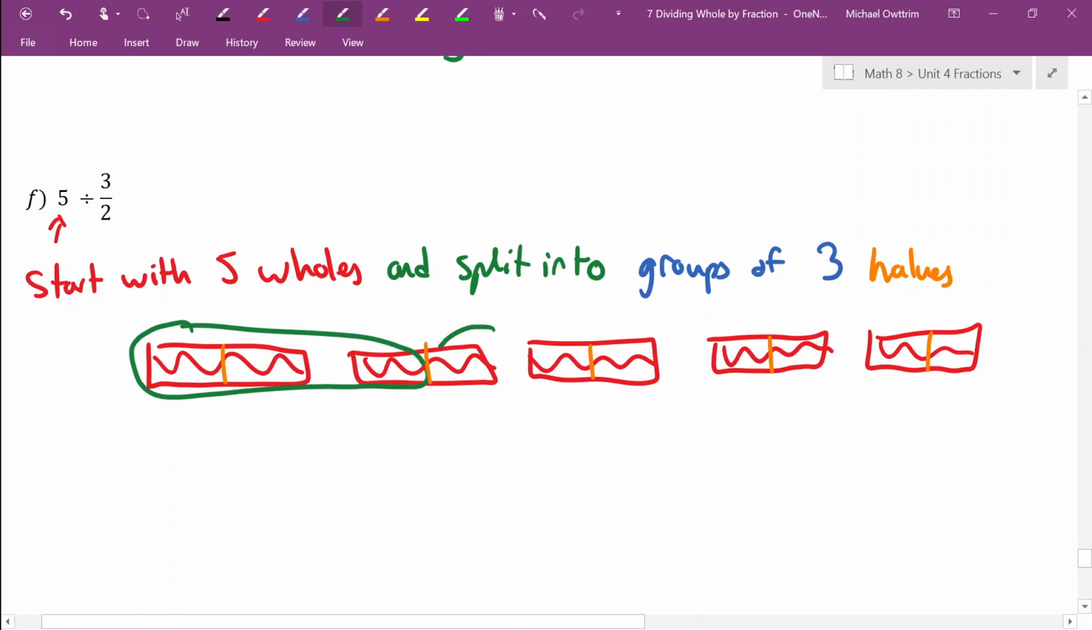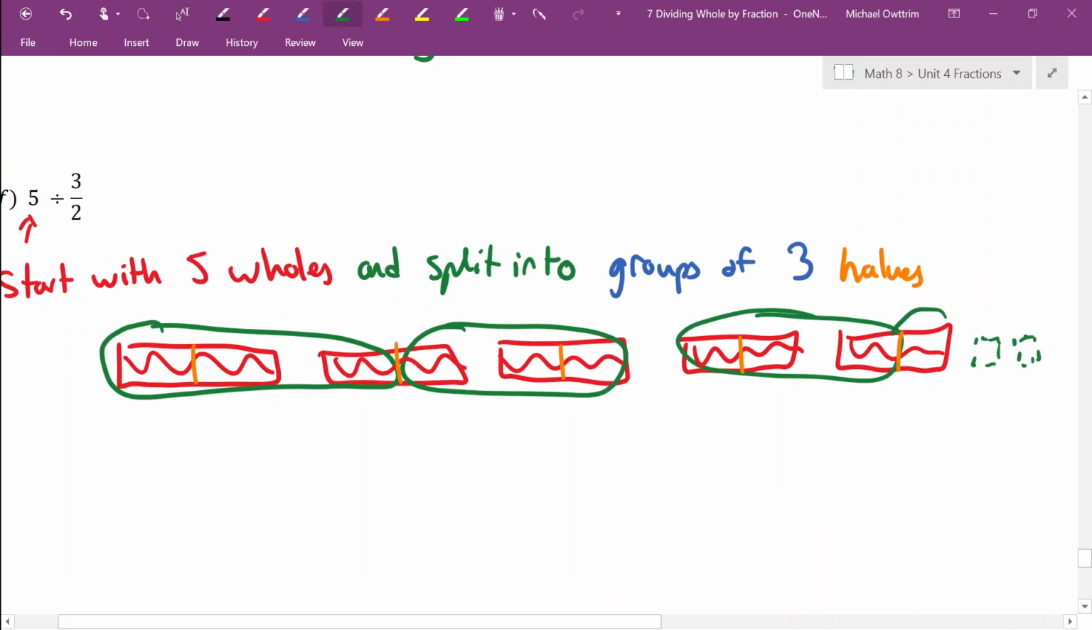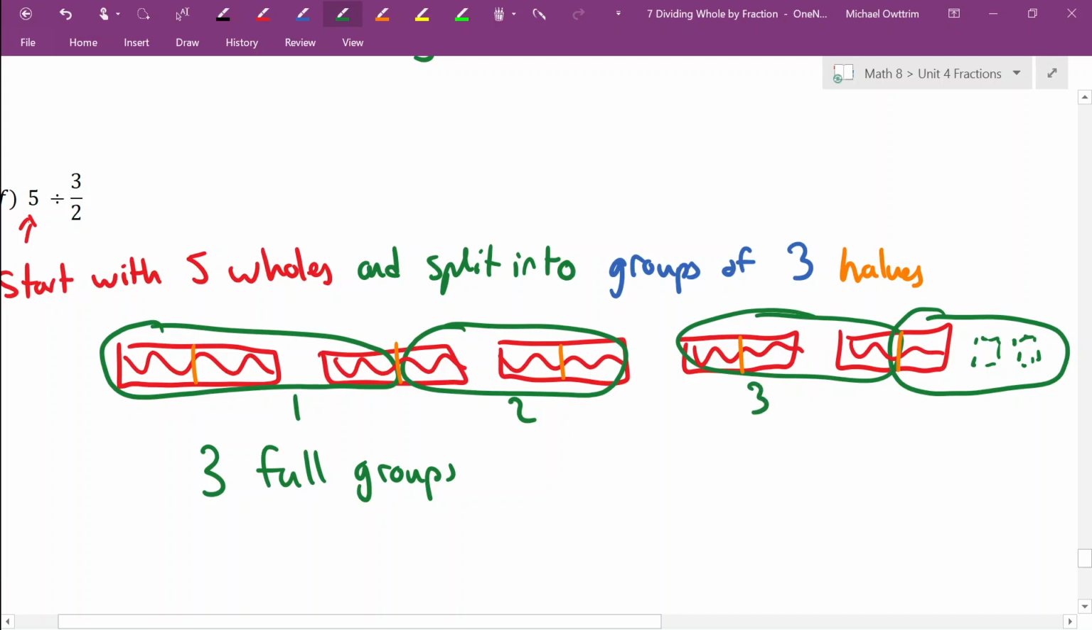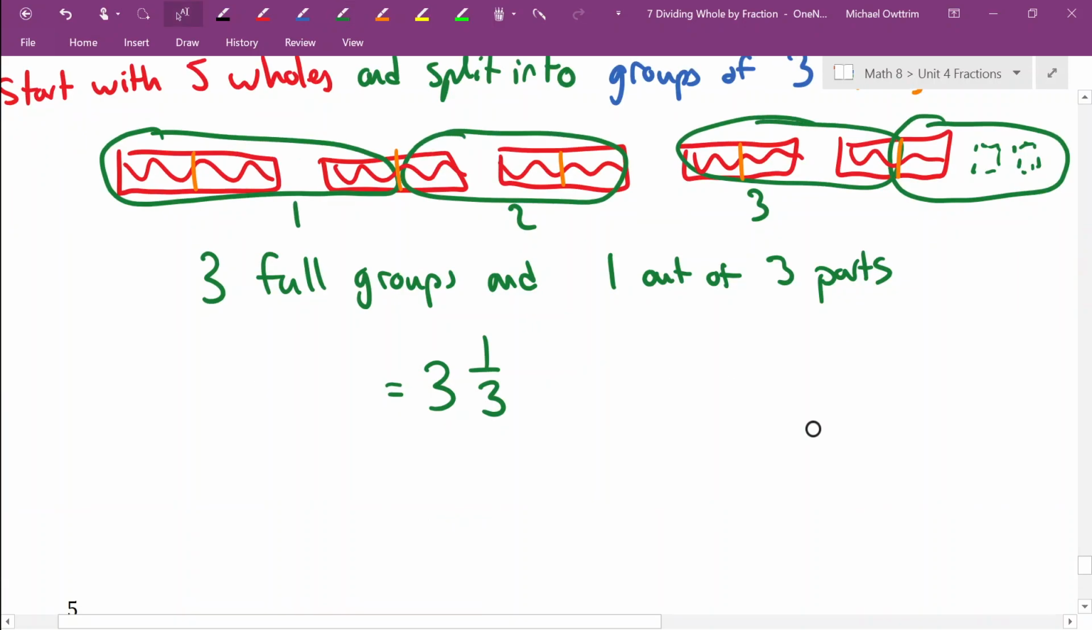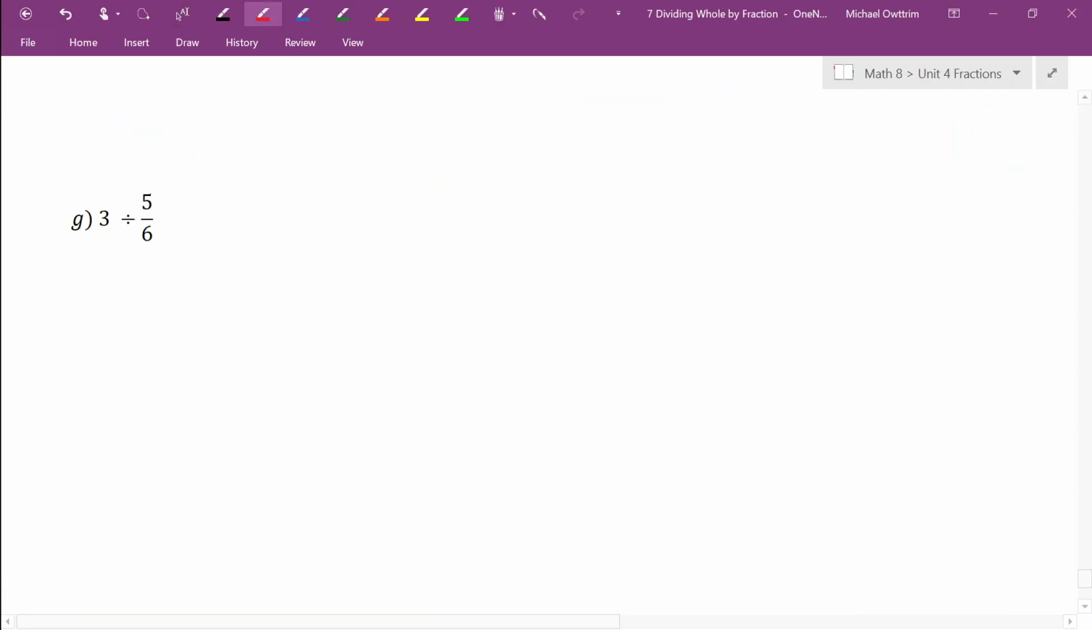So there's 1 group, 2 groups, 3 full groups, and then we've got 1 out of the 3 that we need to finish our last group there. So we're going to say 3 full groups, 1, 2, 3. And 1 out of 3 parts in our last group. So that's the mixed number 3 1/3. Popular answer.